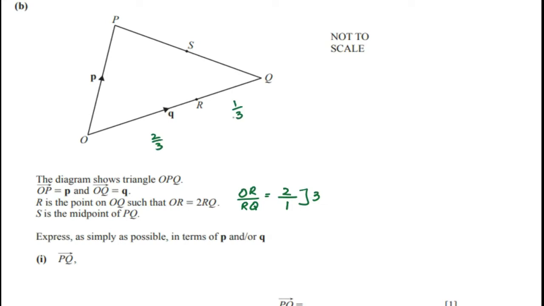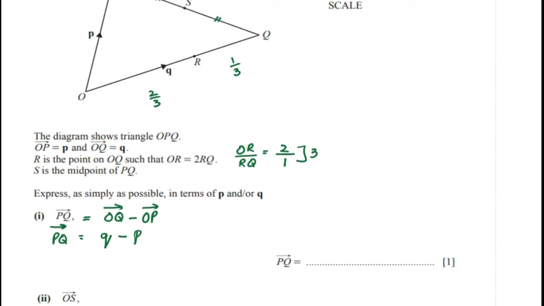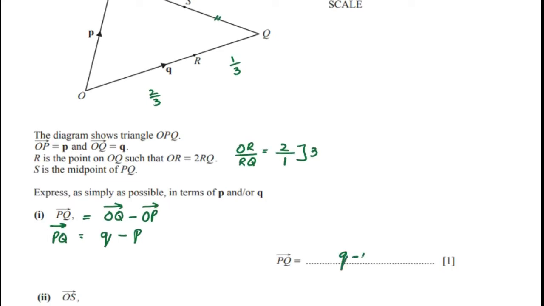Now S is the midpoint of PQ. Okay, S is the midpoint, so it means that these two sides are equal. Now in the first part they are saying find PQ. So we have OP and OQ. If we write this in terms of position vector, it is OQ minus OP. So OQ is equal to Q and OP is equal to P. So Q minus P is the vector PQ. Now what is next? Here we have Q minus P.